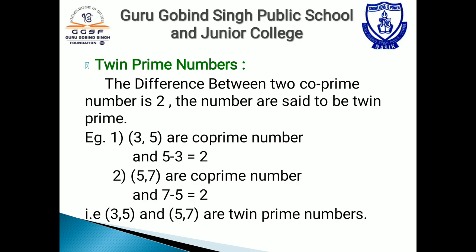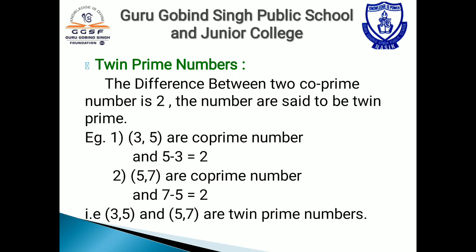The last is twin prime numbers. Twin prime numbers means if the difference between two co-prime numbers is 2, then the numbers are said to be twin prime. For example, 3 and 5. We know that 3 and 5 are co-prime numbers. The difference between these numbers, difference means subtraction, that is 5 minus 3 is 2. So the difference between the co-prime numbers is 2. So 3 and 5 are twin primes.